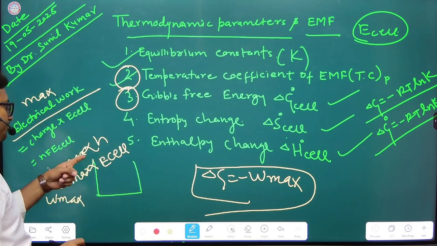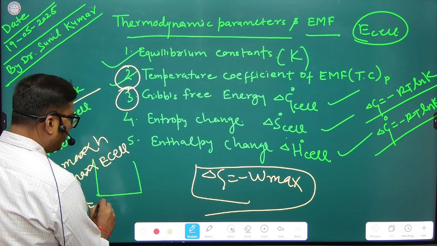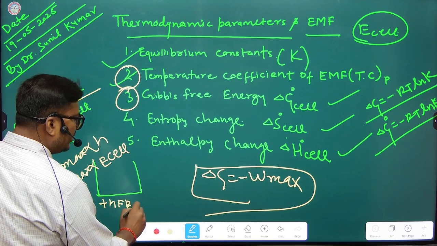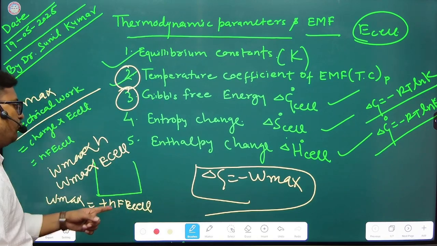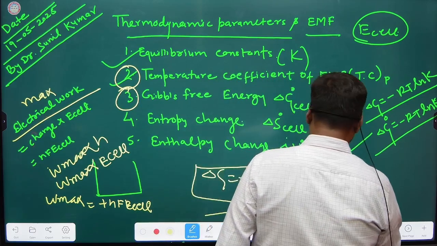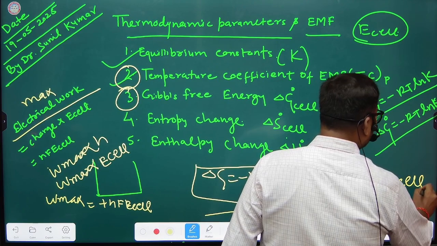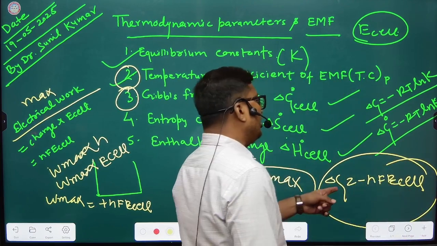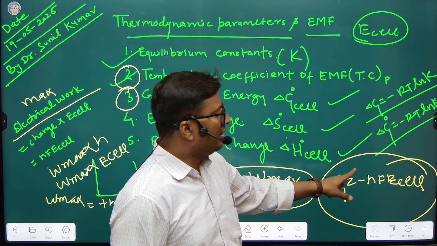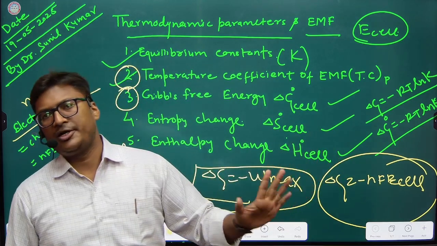So overall, that is electrical work. W max is charge, and we just put the proportionality constant, and we get F, the Faraday constant, times E cell. So this is delta G equals minus n F E cell. The change in Gibbs free energy is a negative quantity, where n is the number of electrons, F is the Faraday constant, and E cell is the cell potential of an electrochemical cell.